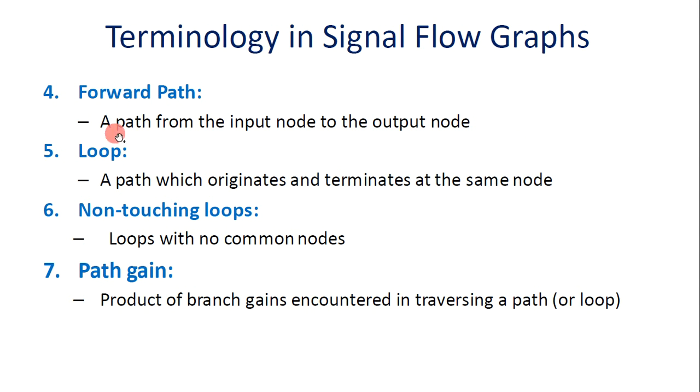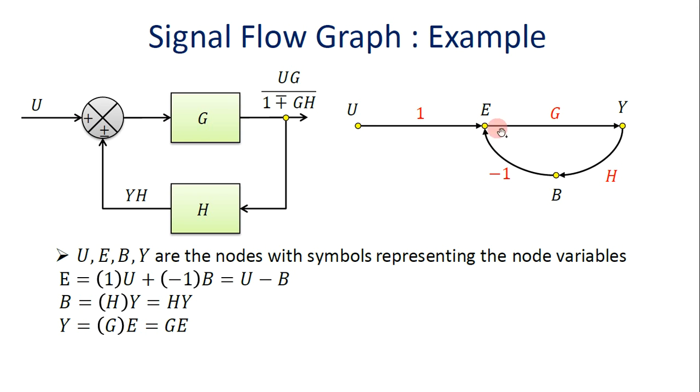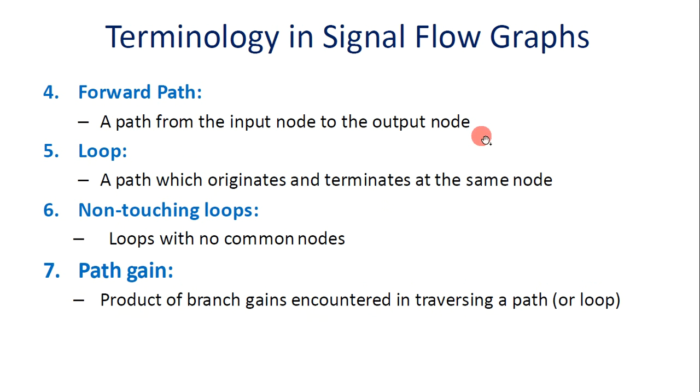Next one, loop. A path which originates and terminates at the same node is nothing but a loop. If you observe in this example, this is a loop. It starts at E and also ends at E only. Next one, path gain: the product of branch gains encountered in traversing a path or loop.